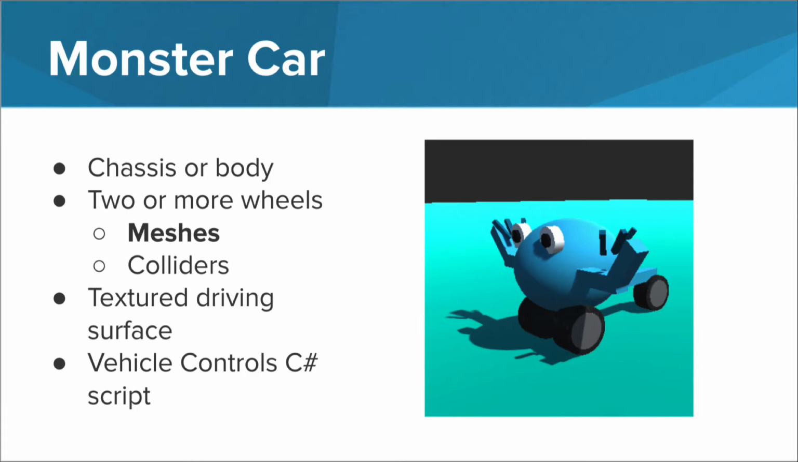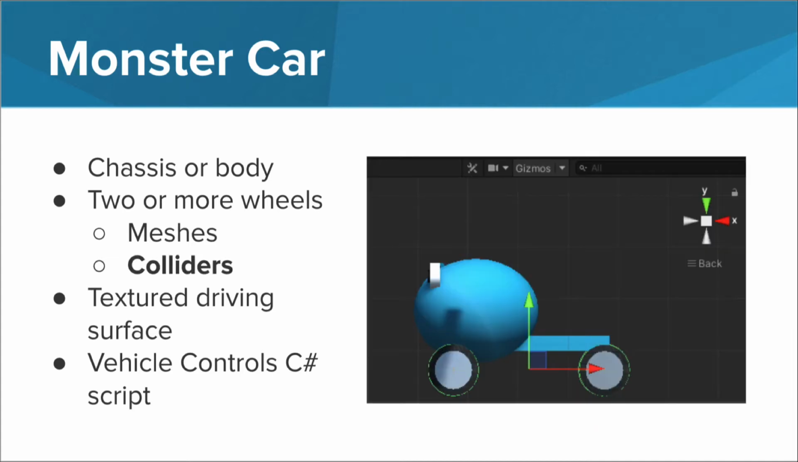Unlike the chassis, your vehicle's wheels will be built from separate mesh and collider game objects. The meshes, or visible part of the wheel, will be built with multiple cylinders. The collider game objects for your wheels will be invisible to the player, but control the wheel's rotations and steering with the help of a vehicle control script.